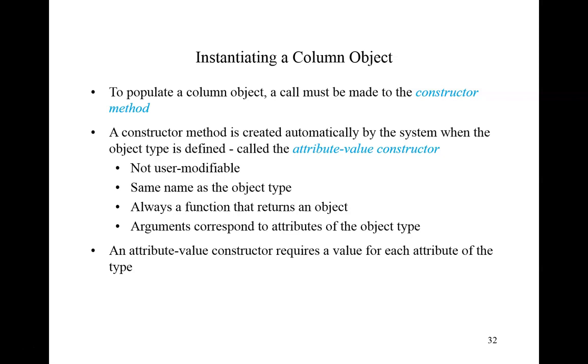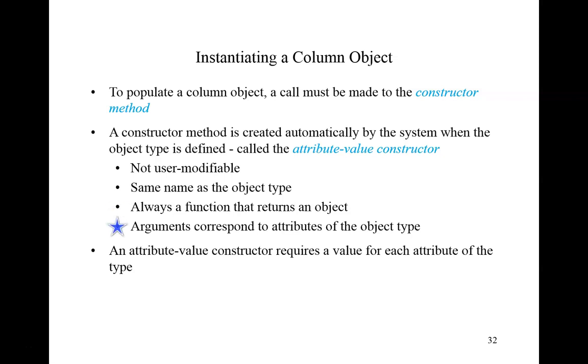The constructor is created automatically by the system when the object type is defined if we do not provide our own definition of a constructor. This default constructor is referred to as an attribute value constructor. It is not user modifiable. It has the same name as the object type. It's always a function that will return the object that has been instantiated. Remember that methods could be functions or procedures, but the constructor is a function.